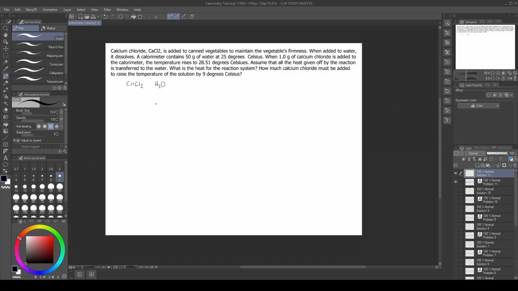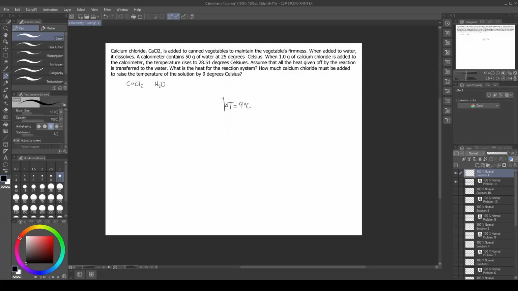So it asks, how much calcium chloride must be added to raise the temperature of the solution by 9 degrees Celsius? What does that mean? To raise the temperature of the solution by 9 degrees Celsius. If the temperature was raised by 9 degrees Celsius, then that means that the change in temperature is equivalent to 9 degrees Celsius.